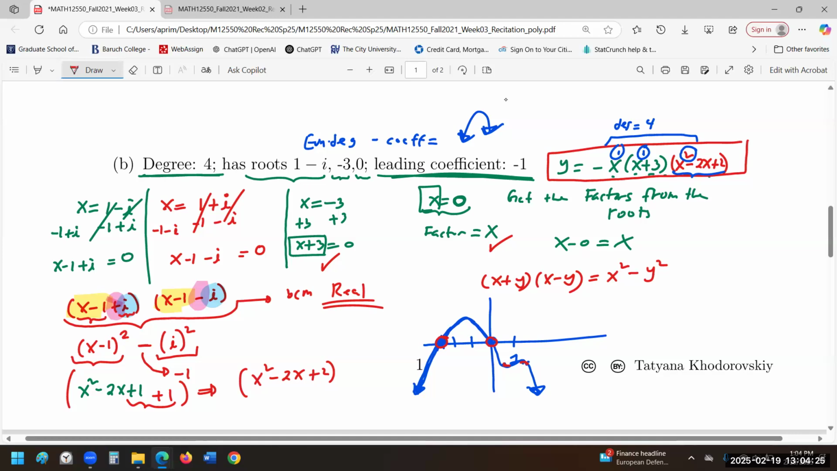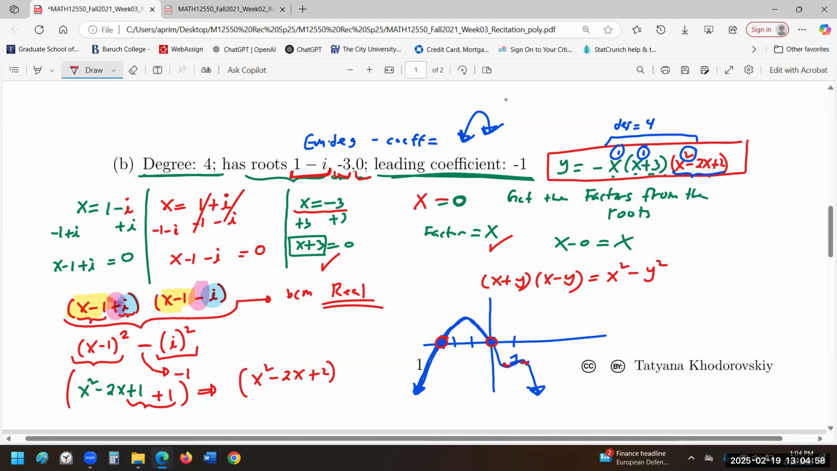Sure. So we get the equation from the x-intercepts. They gave us three x-intercepts. One is 1 minus i, so here I set x equals 1 minus i. The second one is x equals negative 3, so I set x equals negative 3. And the last one is x equals 0, so I set x equals 0.